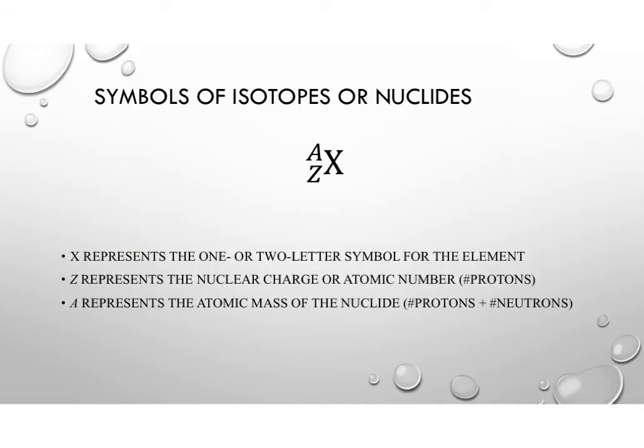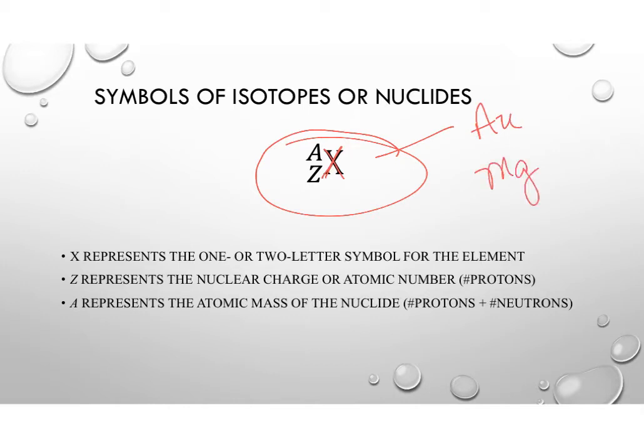All right, so you probably have seen this nuclear notation for elements, where the big X is the element symbol. So gold would be Au, magnesium Mg. So that's what X represents, the symbol that you see in the periodic table. Be careful, because if an element symbol has 2 letters, the second letter is always lowercase. That is important.